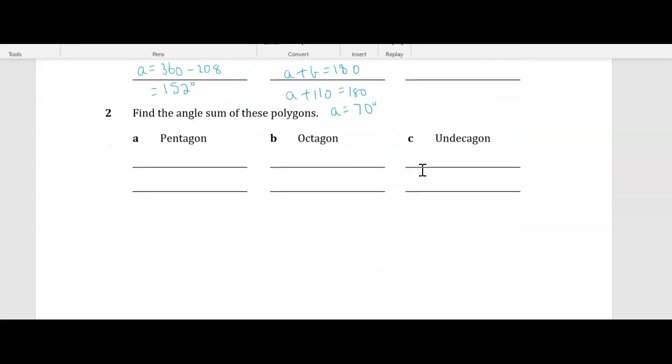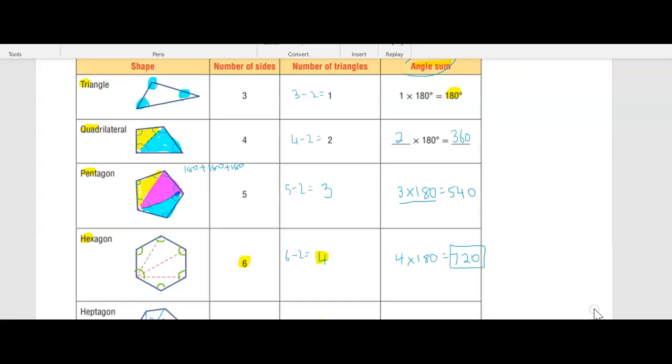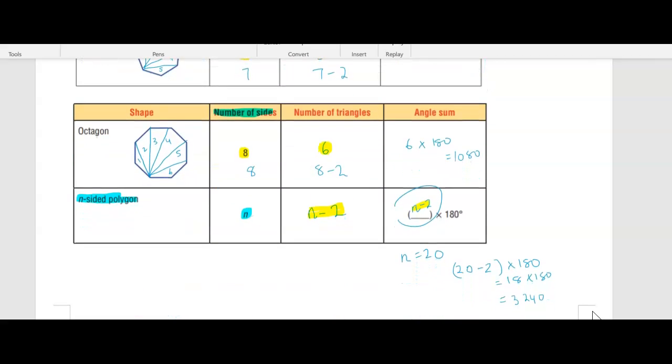All right, in question 2, we have to find the angle sum of these polygons. So I'm going to go back to this one. So we're doing a pentagon. We already calculated this, but remember at the very end, we came up with the rule. I'm going to write that just here. N minus 2 times 180, where n equals the number of sides of the shape.